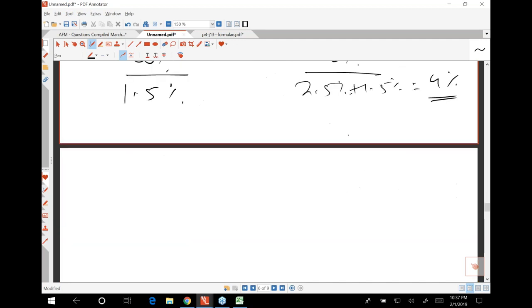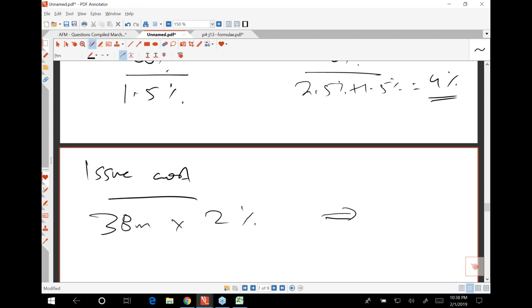Now, first thing, let's talk about the issue cost. We have not been given anything about whether the issue cost is tax deductible or not, so we could take an assumption that the issue cost would be tax deductible. So it is going to be 38 million multiplied by 2%, which is the issue cost. How much does it turn out to be? Okay, 0.76 million.